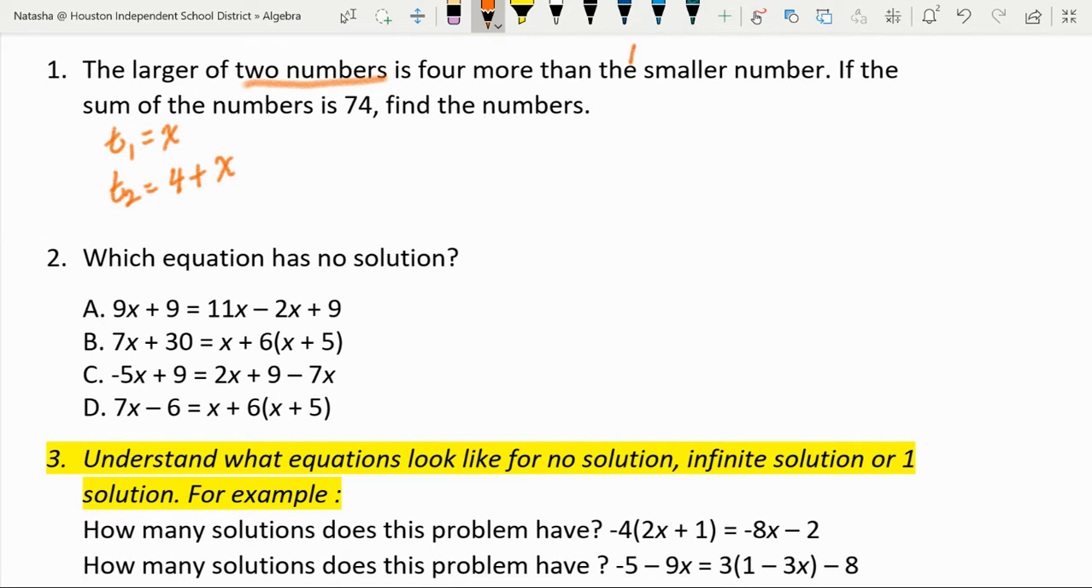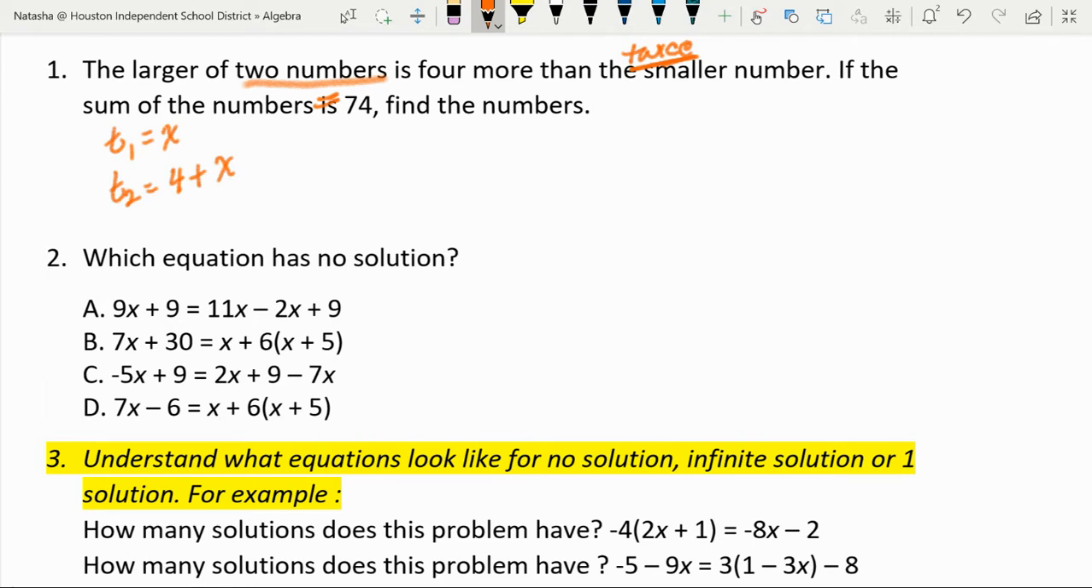Now, keep in mind, if I were to say something like twice the smaller number, then you would do 2x. We don't add that comment here, but pay attention that if they did say something like that, you might have to add that additional term. So if the sum of those numbers is 74, find those numbers. I'm going to take those two numbers and add them together and make them equal 74, because it says is, so is equal to.